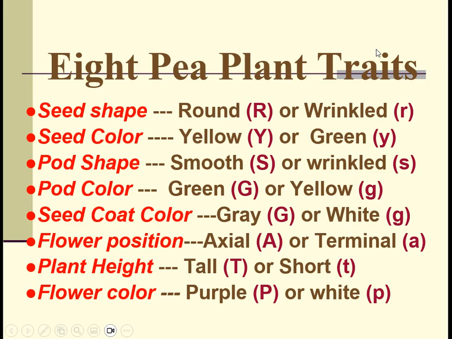One thing you have noticed is that the first character is written in a capital letter because the first character represents the dominant character, and the second characters are written in small letters because the second characters represent the recessive character. So these are the dominant characters and these are the recessive characters.